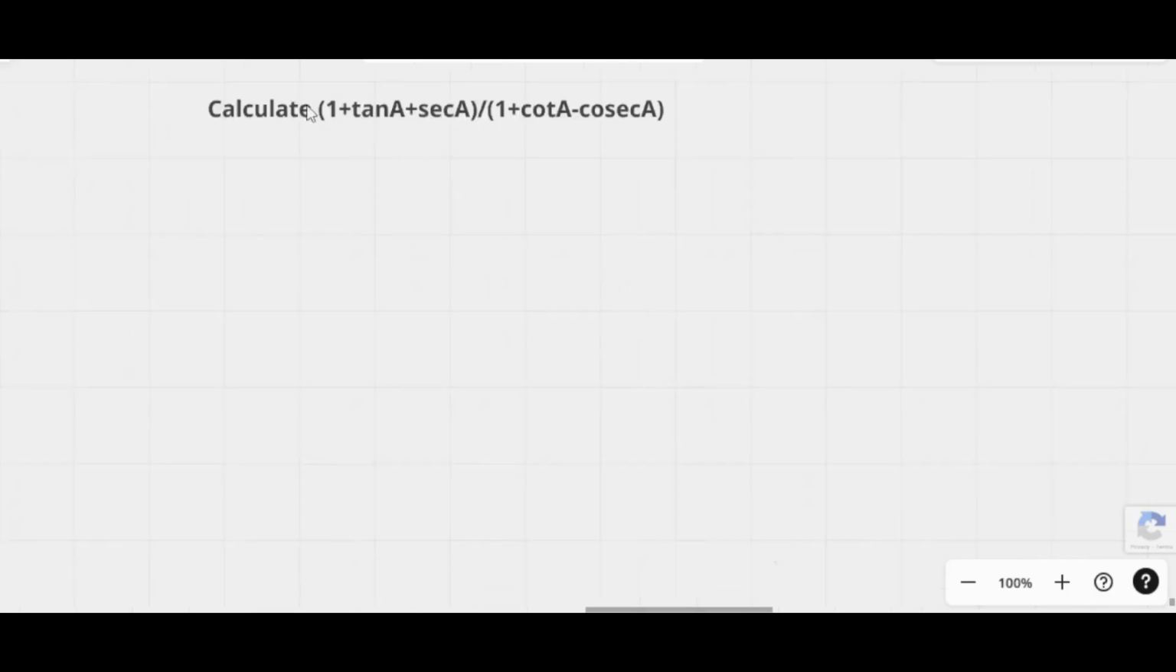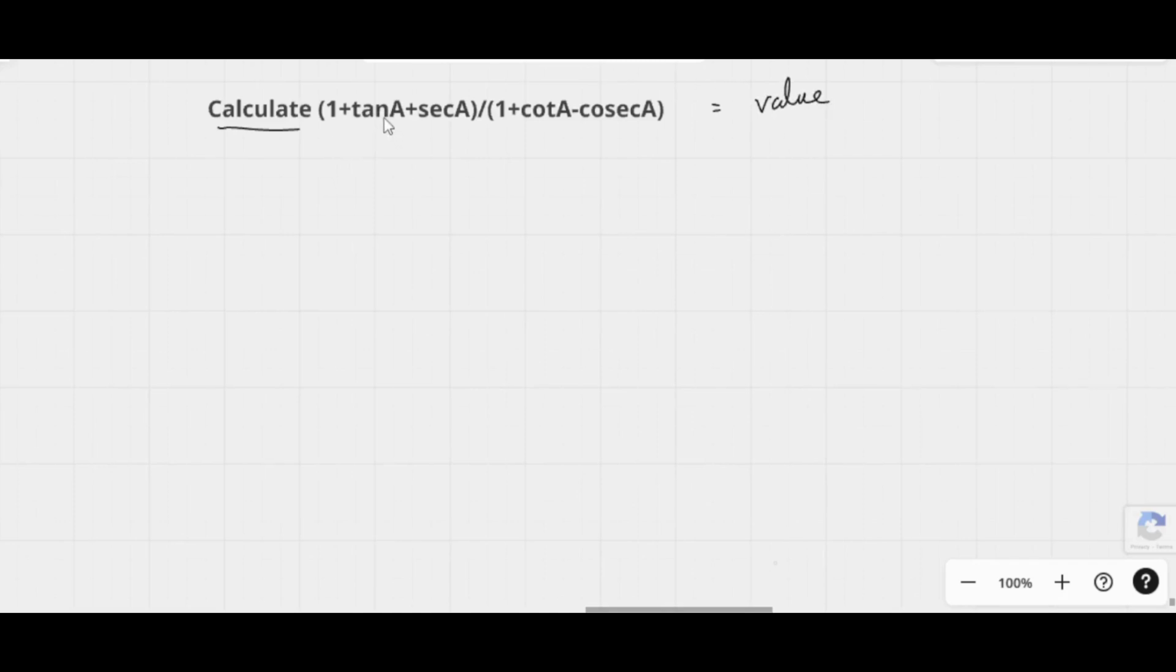Yes, see here, this is another kind of question. They are asking you a direct question: calculate 1 plus tan A plus secant A by 1 plus cot A minus cosecant A. You have to calculate and you have to get a number or a value. Whenever you see the term calculate, it means that your answer must be a number or a value.